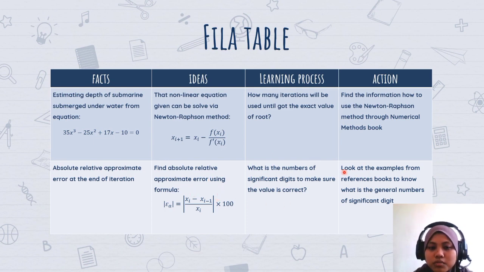What is the learning process? It is the number of significant digits needed to make sure the value is correct. The action is to look at the example from a reference book to know the general number of significant digits, such as less than 0.0005.